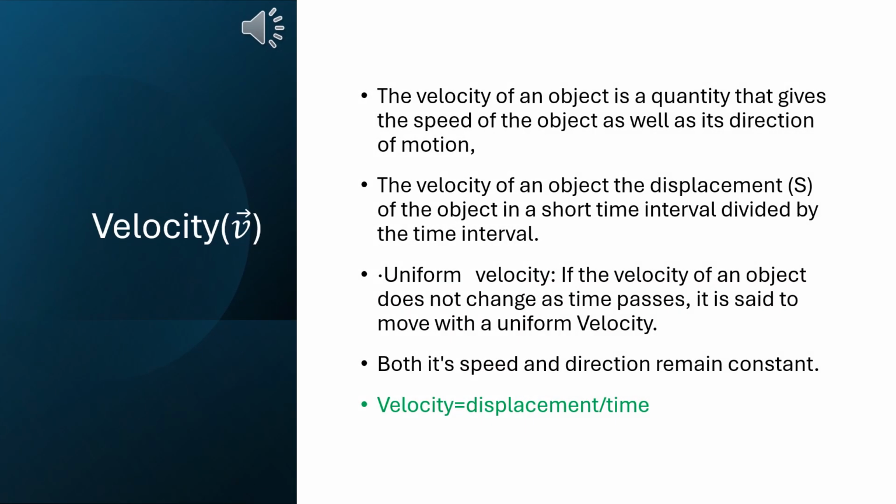Velocity. The velocity of an object is a quantity that gives the speed of the object as well as its direction of motion. The velocity of an object is the displacement s of the object in a short time interval divided by the time interval. Uniform velocity. If the velocity of an object does not change as time passes, it is said to move with a uniform velocity. Both its speed and direction remain constant.